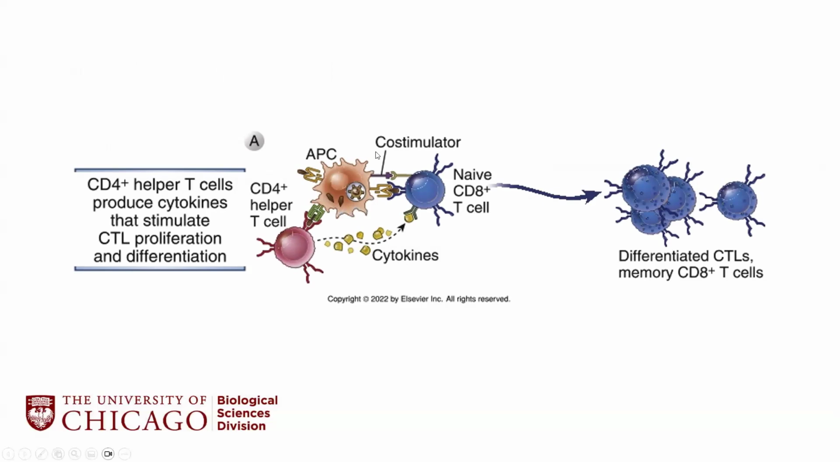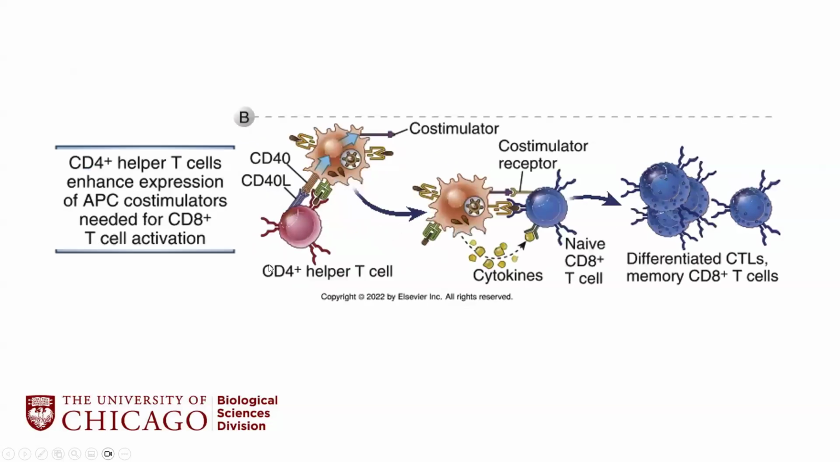You have your antigen presenting cell, such as your dendritic cell, and this would be in a lymph node. It has already engulfed the virus, and then through help with a CD4 positive T cell, certain cytokines will signal to the naive CD8 T cell, along with certain co-stimulators that will then cause this differentiation into both memory CD8 positive T cells as well as cytotoxic T lymphocytes.